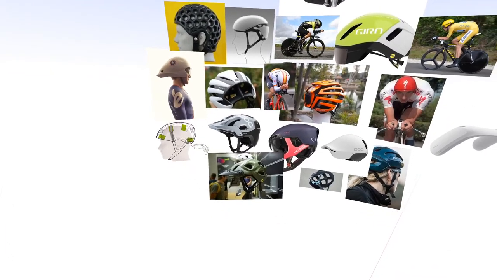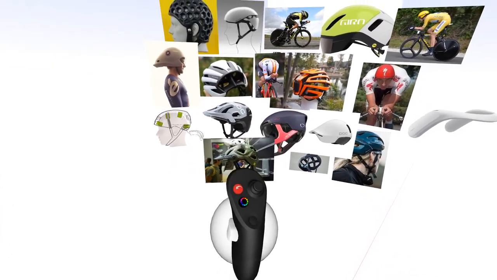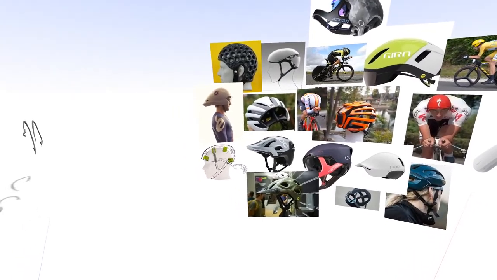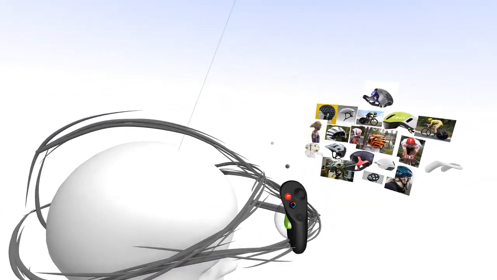All right. So some of these helmets have really nice airway entries. And now that we have a general form, it might be fun to think of where we add some air ducts.